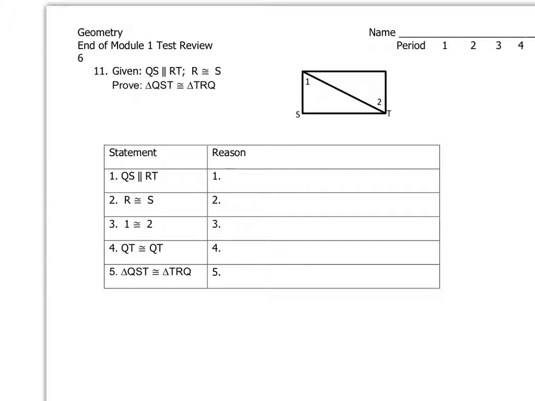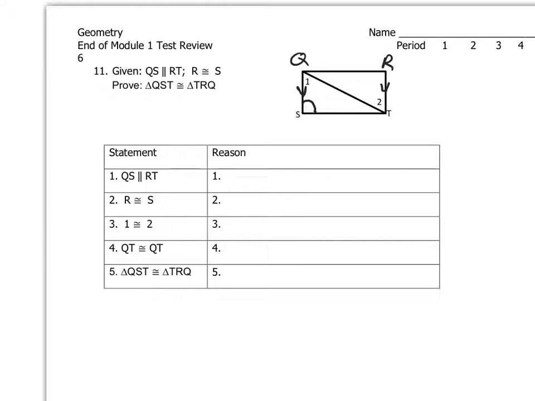Questions. Okay, number 11, they left off a couple of the angles over here. We had Q and R right there. Okay, so we're given that QS is parallel to RT. Anytime we're doing triangle congruence and you have parallel sides, you want to look for corresponding angles, alternate interior angles, things like that we can match up. And then we had that R is congruent to S, so these two angles are congruent.